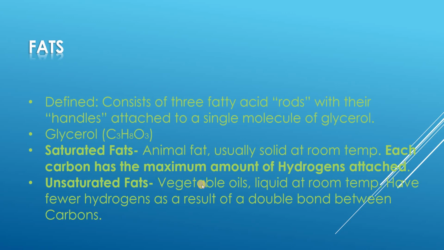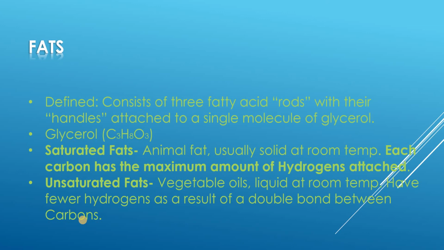That's the chemistry side. But they come from vegetables. Think about peanut oil or canola oil or one of those. And so they're liquid at room temperature and have fewer hydrogens as a result of a double bond between atoms. So why are they unsaturated versus saturated? It has to do with their chemistry. But let's start with this. Let's make a little comparison, contrasting.